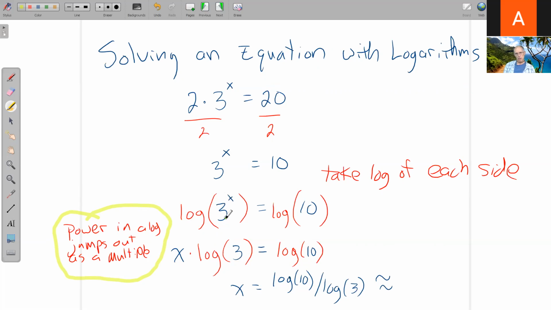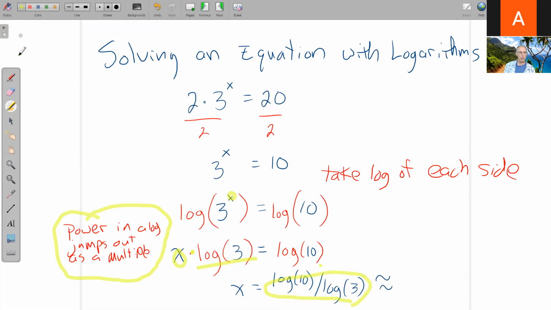I had the log of 3 to the power x. That x gets to pop out as a multiple whenever it's inside of a log. Now I have x times the log of 3. The log of 3 is just some number. If it's just a number, I can divide by it. And so when I divide by it, I get log of 10 divided by the log of 3. Now here we have to be careful. I cannot simplify this unless I use a calculator.